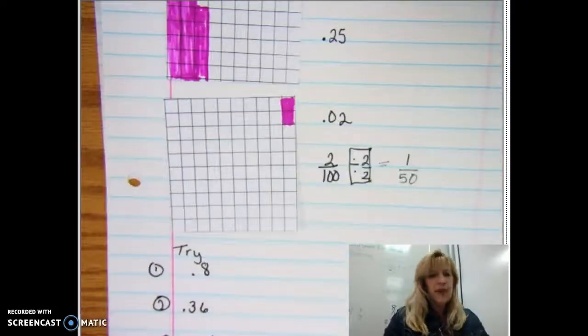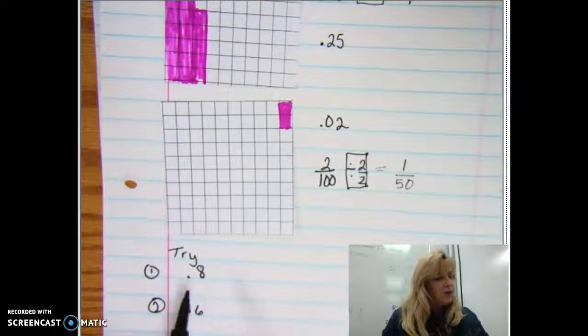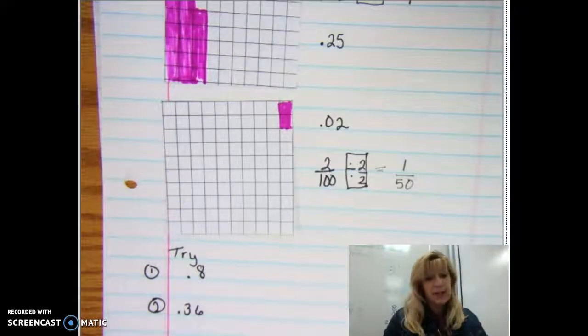So right now I would like you to try to express 0.8 and 36/100ths as a reduced fraction. Go ahead and pause the video and try those two.